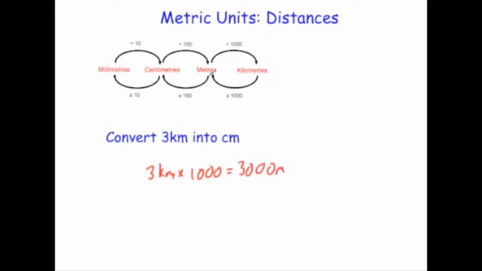Next, we need to go from meters into centimeters. So to go from meters into centimeters, you times by 100. So we're going to do our 3,000 times 100. Well, add on your 2 zeros onto your 3,000. Well, that would give you 300,000. So the answer would be 300,000 centimeters.